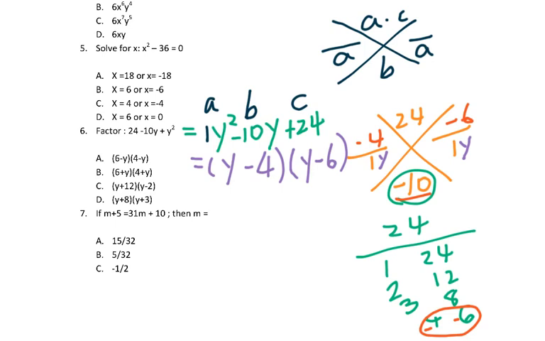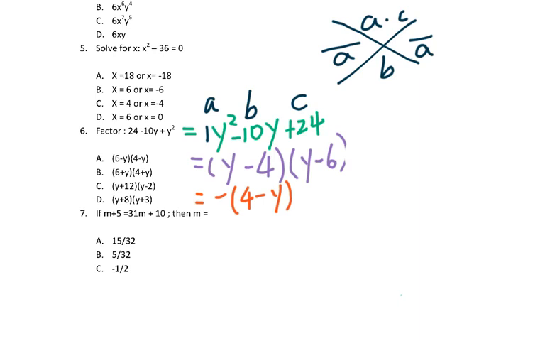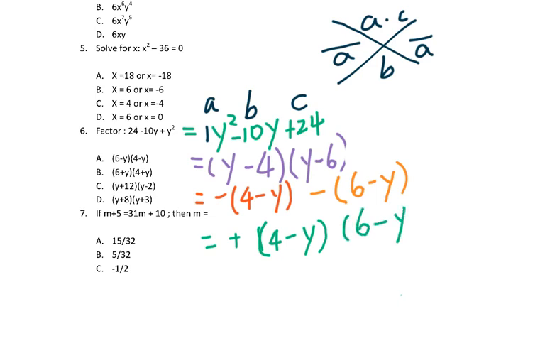Since I can take the negative sign outside, y minus 4 becomes negative times 4 minus y. And for y minus 6, I can take the negative sign outside too, so I get 6 minus y. Negative times negative will be a positive. So I will get positive 4 minus y times 6 minus y. That answer will be A.